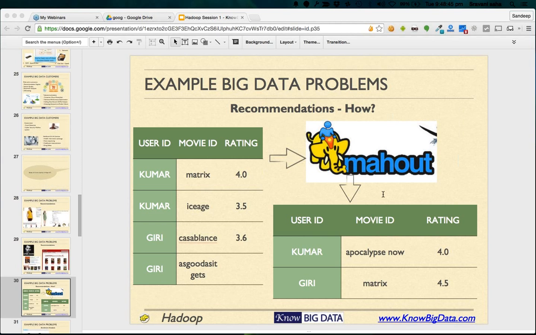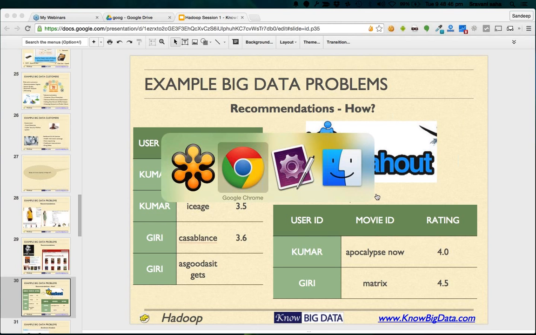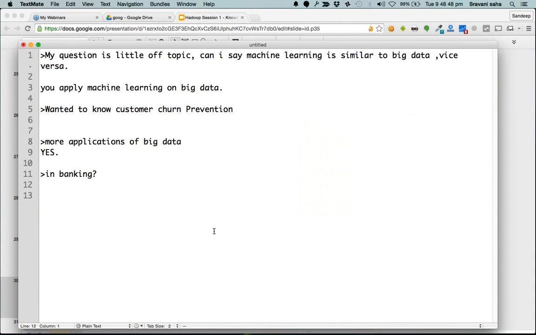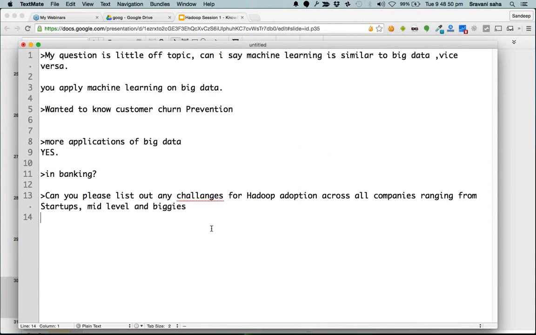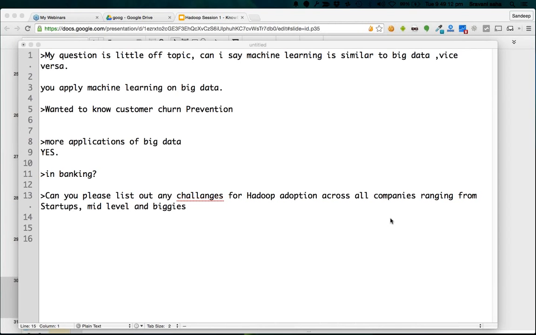Now, there is a question from Darshan. The question is, can you please list out challenges for Hadoop adoption across companies, ranging from startups and mid-level to biggies? We'll talk about it after some time, when we talk about Hadoop. Probably you'll get the answer by then.